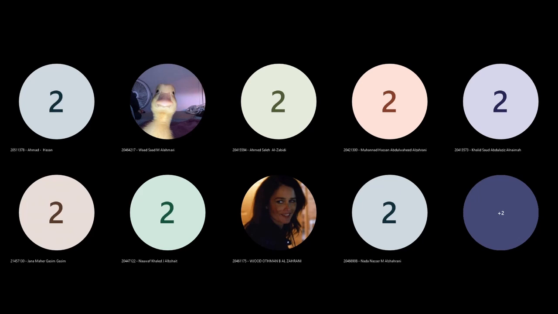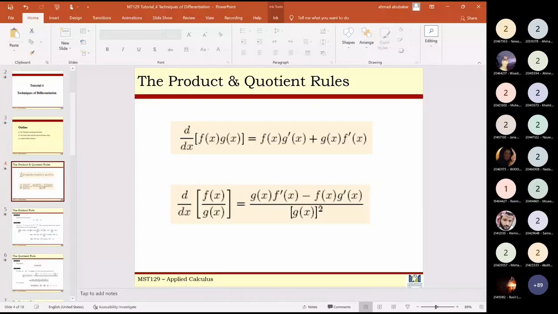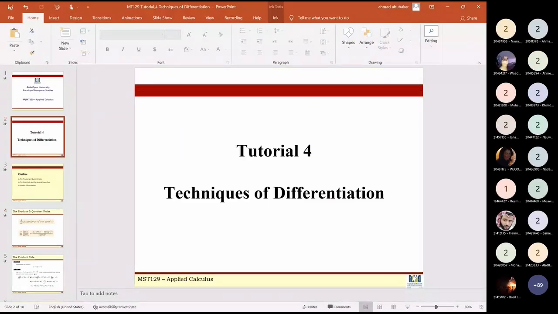This is tutorial number 4. This is techniques for differentiation.